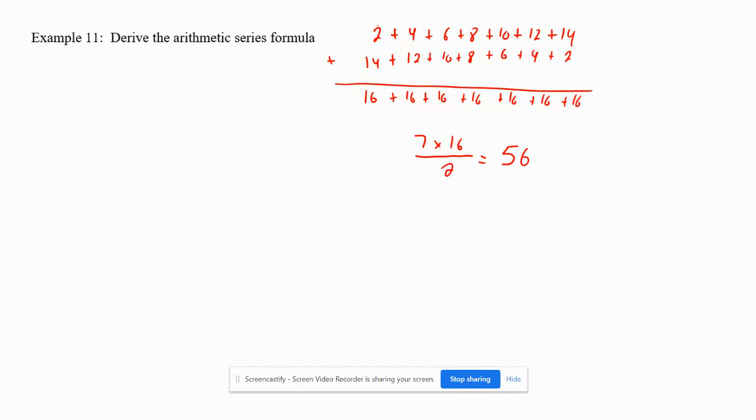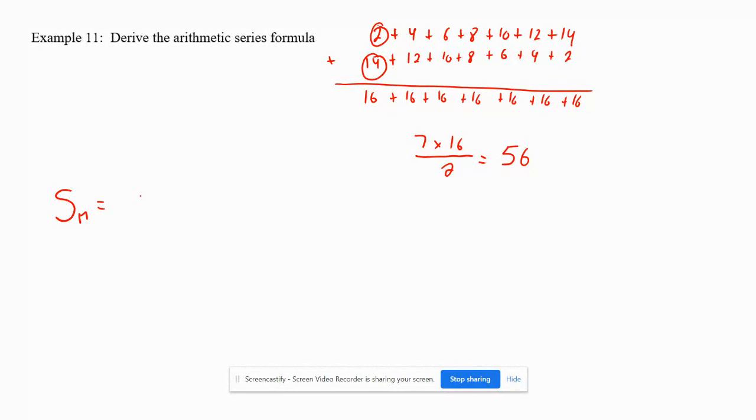Okay, so just to verify that, guys, I'm just going to do my calculator. 2 plus 4 plus 6 plus 8 plus 10 plus 12 plus 14. Answer is indeed 56. Okay, so the idea behind this is, if we're adding up, 2 is the first term and 14 is the last term. Now, n is going to be the number of terms in the sequence. Here's what our formula is going to be.